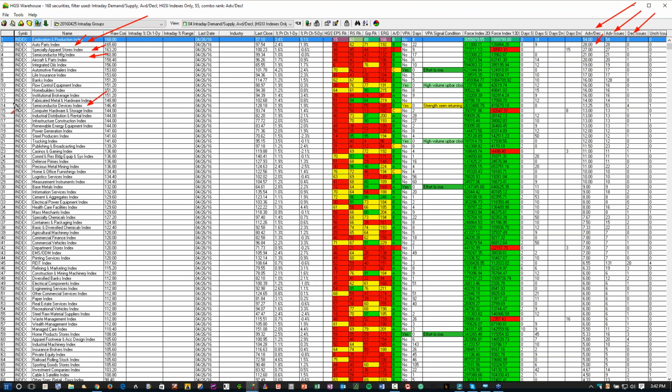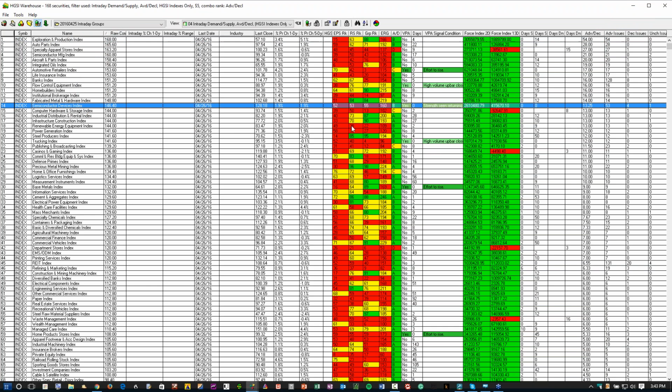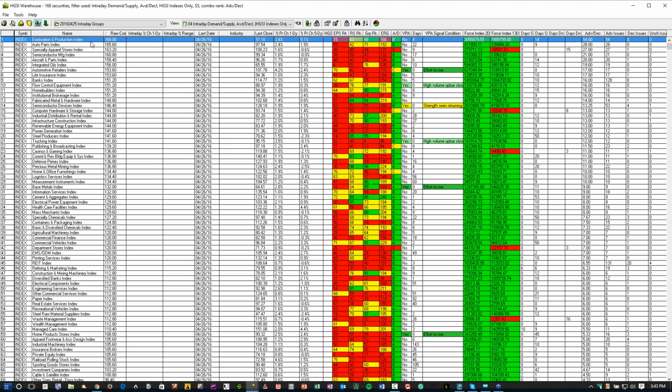If I look across here, if I click on 14, it shows me that this was also a very strong group. Now this is a group that has really kind of stagnated the past 5 or 6 weeks, and it is showing strength today. Now that's great.